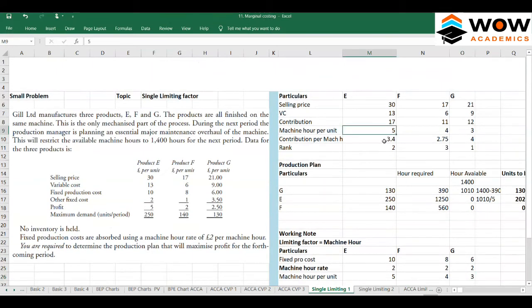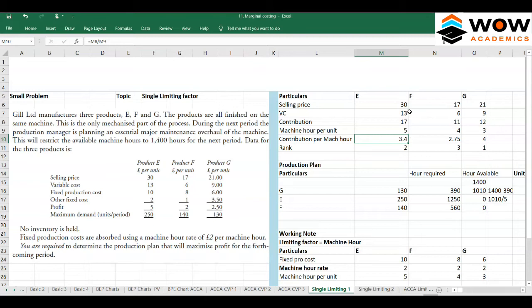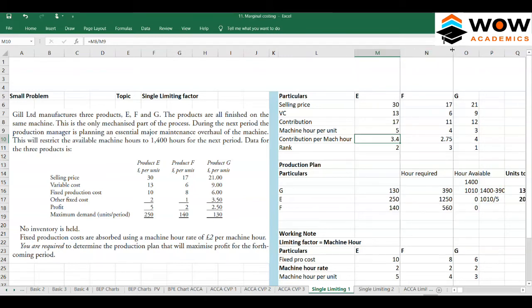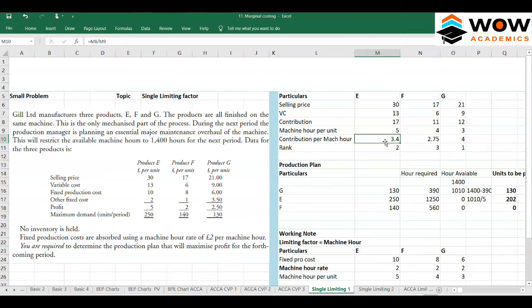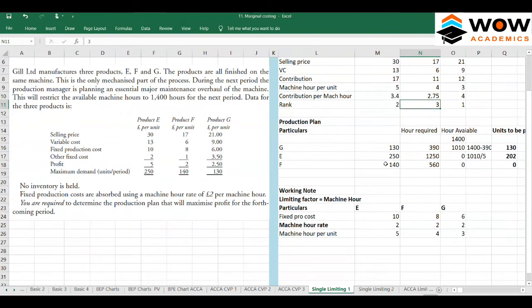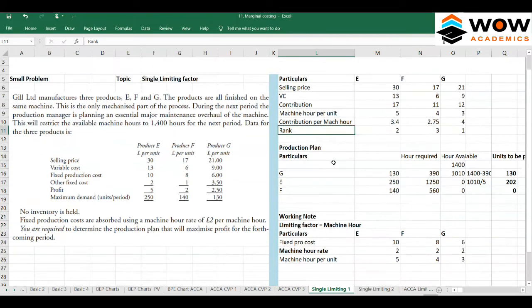Thereafter we have to find out our contribution per machine hour. Okay, we have to find out that number. So if you find that number, we can find out the contribution per unit. Thereafter, whichever is the highest, we will mark it as 1, the next as second and third. Then we have to find out the production plan. Production plan has to be as per the rank. So first we have to produce G, then E, then F. So that's how we have to produce.